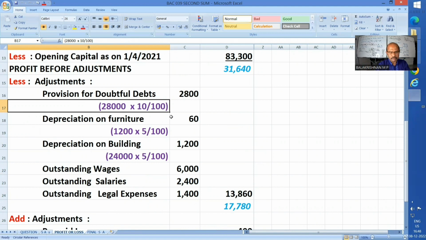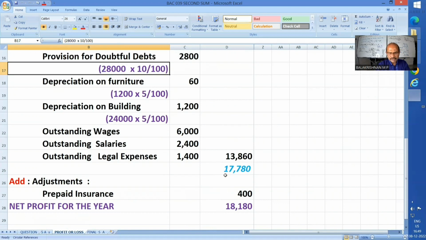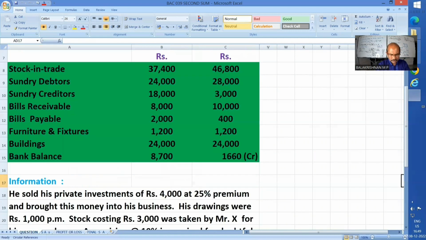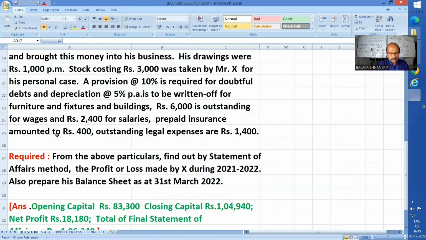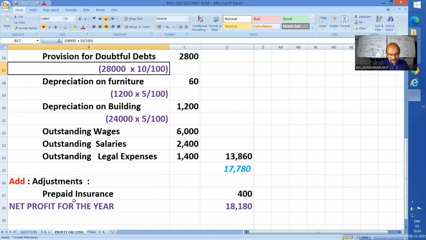Provision for doubtful debts, 10% of 28,000. Depreciation on furniture, 1,200, 5%. Depreciation on building, 24,000, 5%. All these have been categorically given. I presume you have the question with you, so you will be very comfortable. Now, if I reduce this 13,860, that is the sum of these adjustments, I get 17,780. There is yet another adjustment, prepaid insurance 400. They have categorically told that prepaid insurance amounted to rupees 400. So that also we are adding back. So 18,180 is our profit.